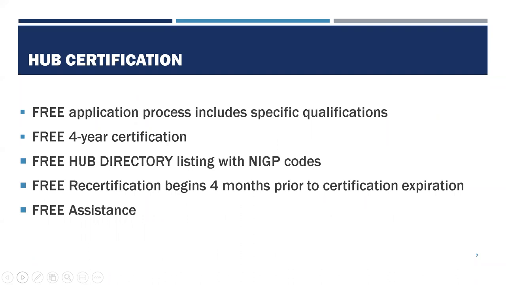Once a business is hub certified, the application process is free. It is a 4-year certification, and they will receive a free hub directory listing in the category within the centralized master bidders list directory. We ask that every hub business listed in the business directory include a description of their National Institute of Government Purchasing codes. The NIGP codes are the codes that the state of Texas purchasers use to identify their products and services.